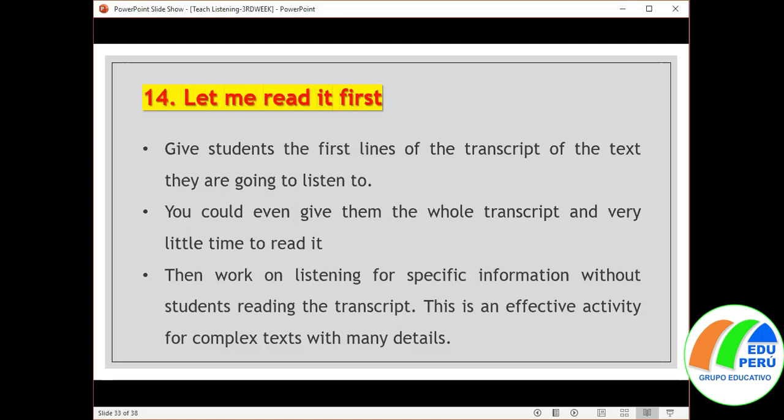So that's why here it says, let me read it first. Or you could give them just the first lines of the transcript they are going to listen to. But the purpose is when you work with these kinds of complex texts with many details, and you think it will be so difficult and complicated for your students to understand, you could use that.